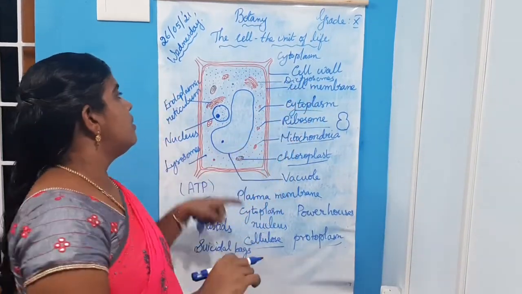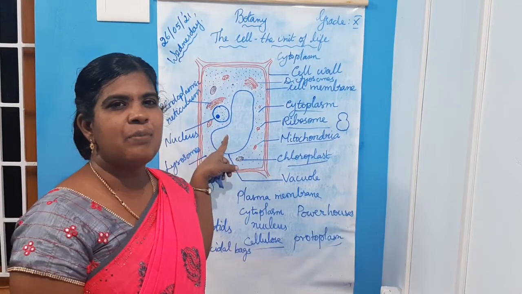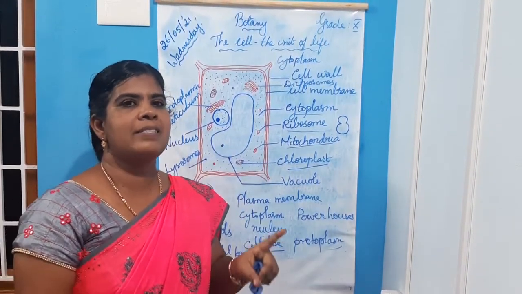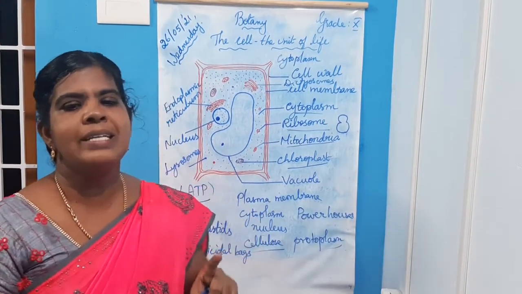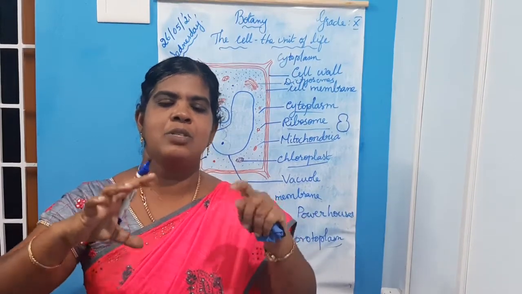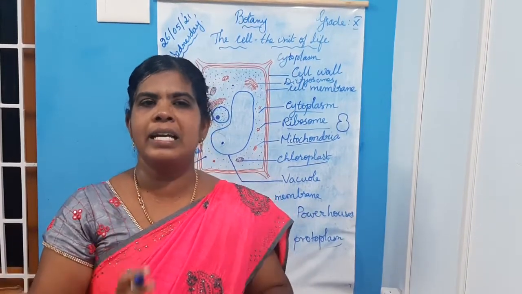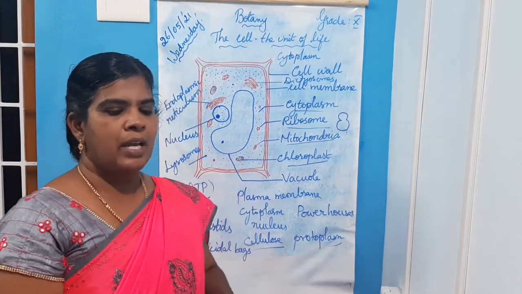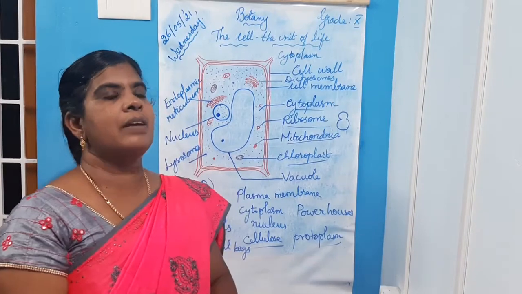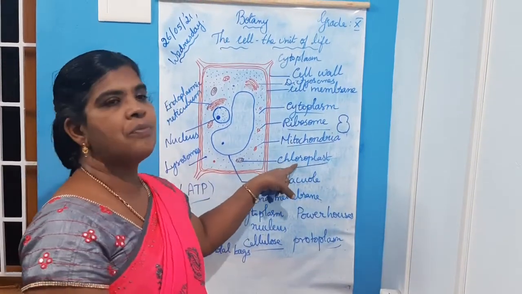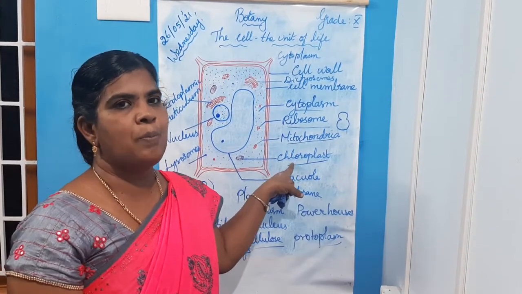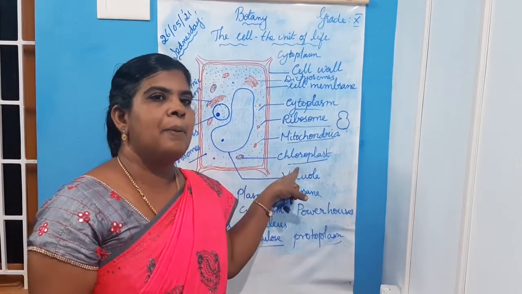Which is the controlling center of the cell? The nucleus. It controls all the cellular activities and helps to store the genetic or hereditary information. Another cellular organelle, absent in animal cells, is the chloroplast. It is present only in plant cells.